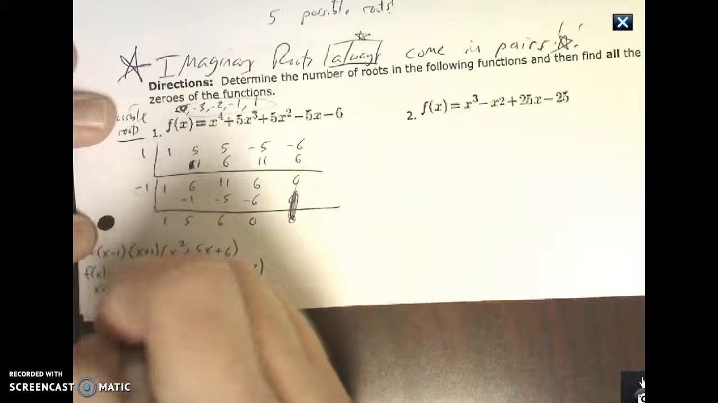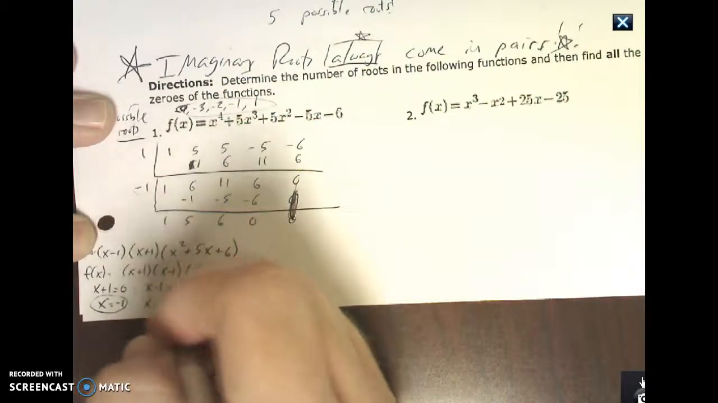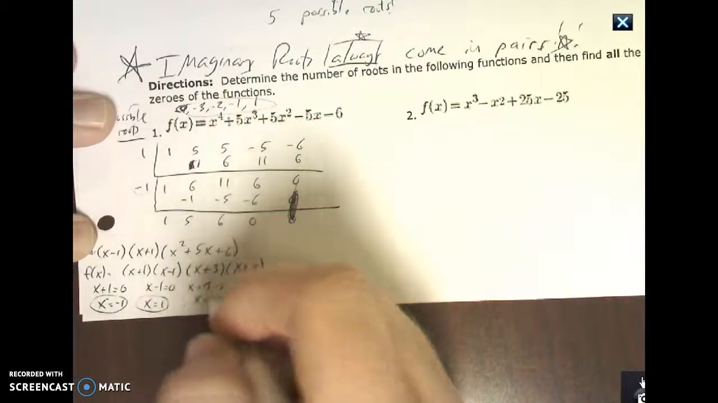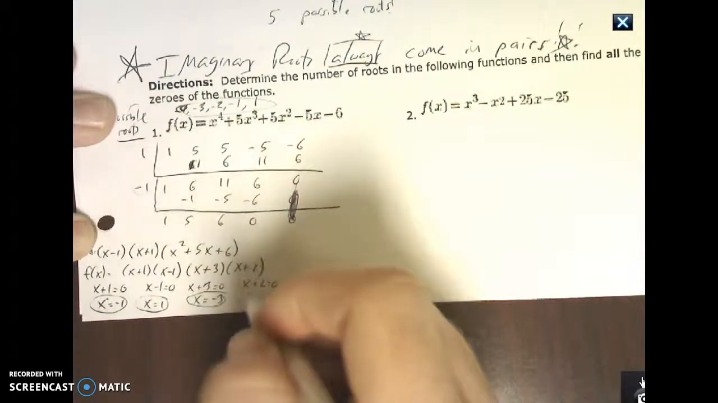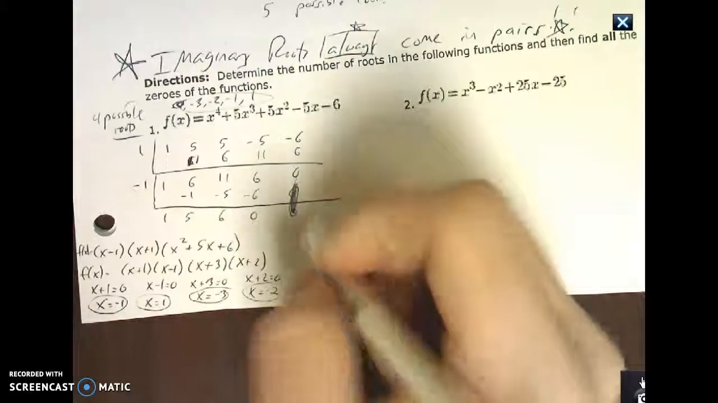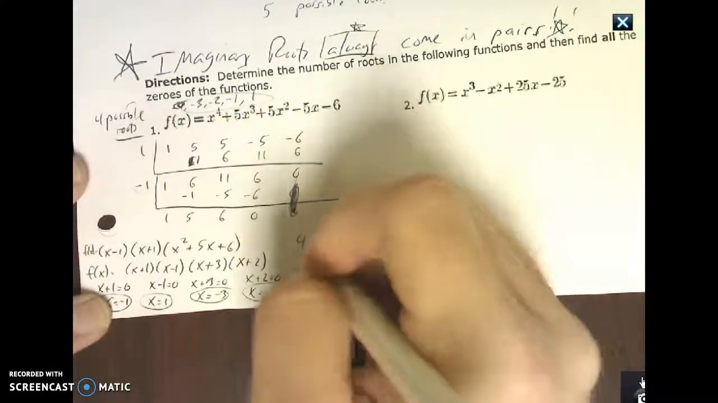okay, I have x equals negative 1, I have x equals positive 1, x equals negative 3, and x equals negative 2. And we just proved it. We have 4 real roots.